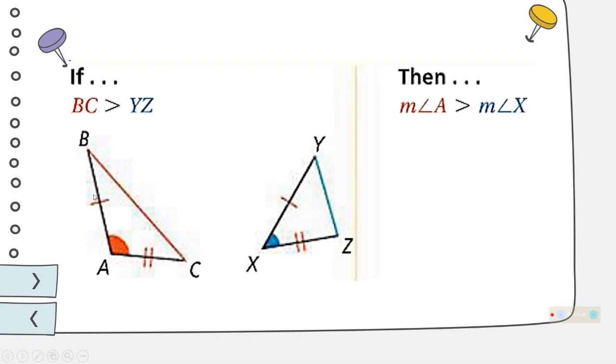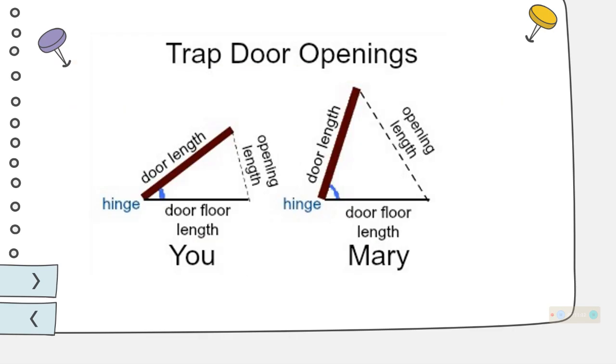Let's have another example. If BC is greater than YZ, then the measure of angle A is greater than the measure of angle X. So we have just the reverse, or the converse, of our statement earlier. Another example of the Hinge Theorem is the door opening. If you have just a small opening length, you just have a smaller angle. But if you open the door widely, you have a large opening length, and therefore the opposite angle is a larger angle. Okay, question?